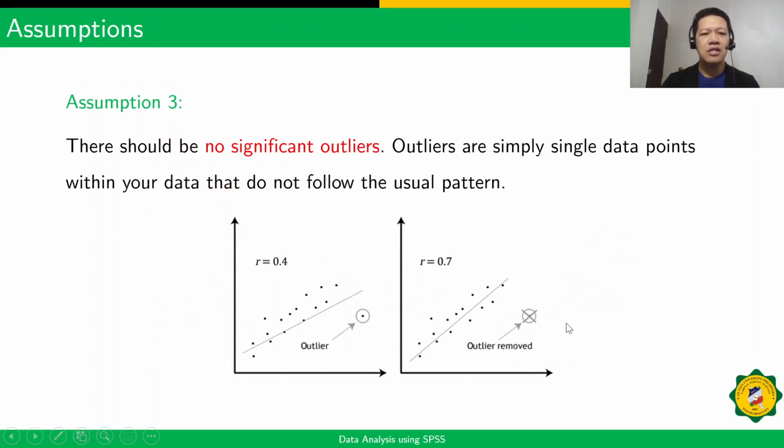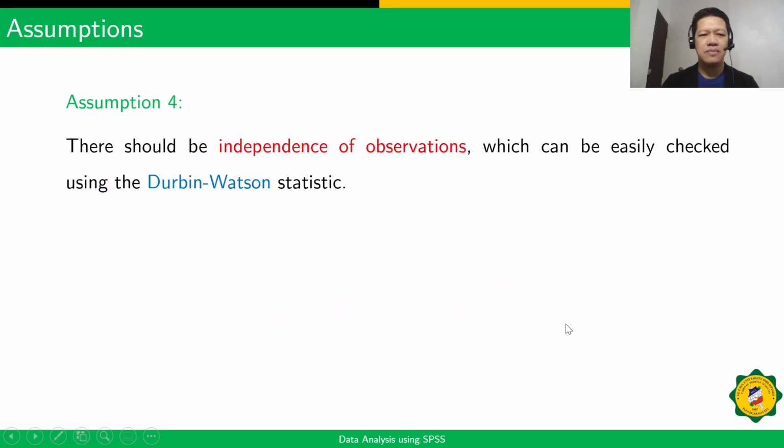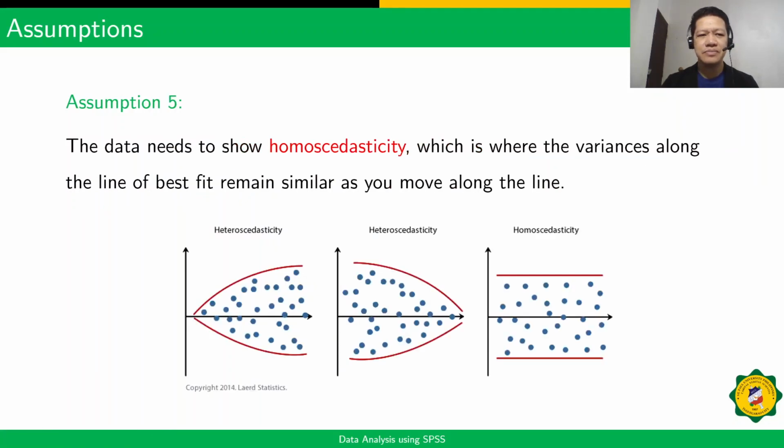Third, there should be no significant outliers. And fourth, there should be independence of observations. Fifth assumption, the data needs to show homoscedasticity, which is where the variances along the line of best fit remain similar as you move along the line, just like this third scatter plot here.